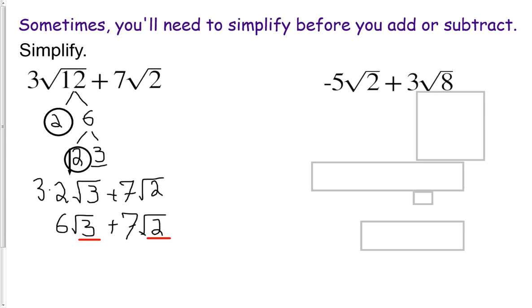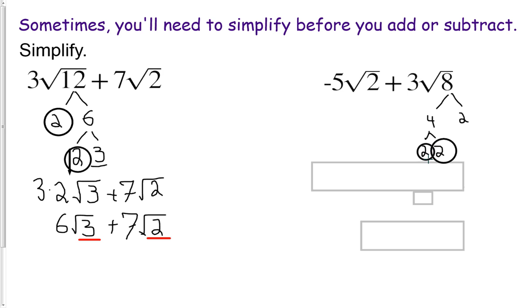Next, we've got negative 5 root 2 plus 3 root 8, right? What numbers multiply to go into 8? We've got 2 and 4 is the only set, and then 4 is 2 times 2. So I have 1, 2, 3 2s, and generally I like to circle a pair. So you just pick which two. It doesn't matter which two. I'll pick these two twos, circled.